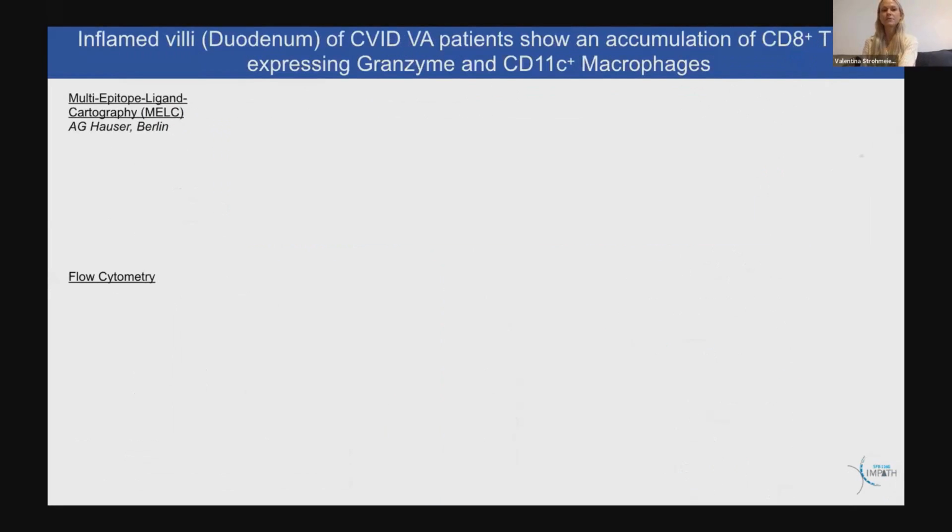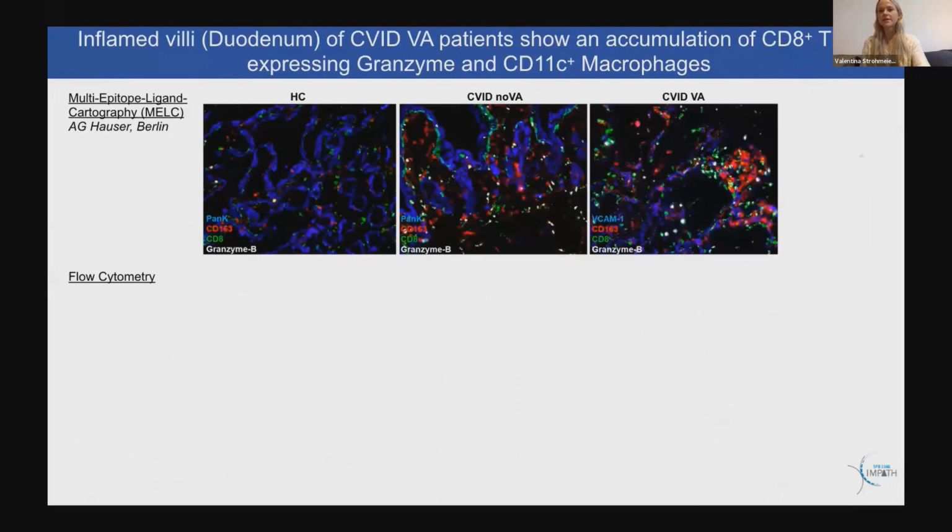Furthermore, we were also interested in the immune cells that would accumulate in the atrophic villi. On the right-hand side, you can see a CVID villus atrophy duodenum with infiltrates, and most of the infiltrates were CD163 positive macrophages, here shown in red, together with CD8 positive T cells, shown in green. Those T cells were often also expressing granzyme B, shown in white. These cells were also present in CVID no-VA patients, but there they localized more to the subepithelial layer.